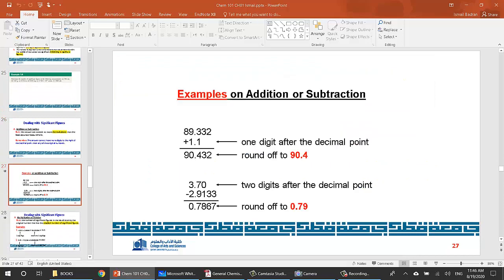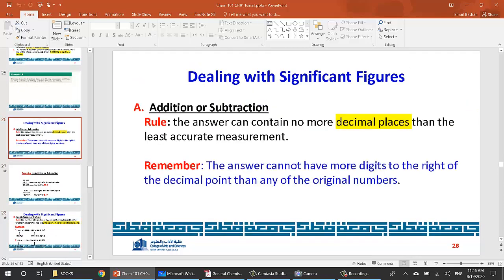Now let us move to the last part of this lecture, which is dealing with significant figures. And this is the most important aspect of this chapter. Okay, so now we know how to deal with significant figures. We need to use that to write the correct answer using the correct number of significant figures in any question that we solve in chemistry. And we can carry this skill for the rest of the course.